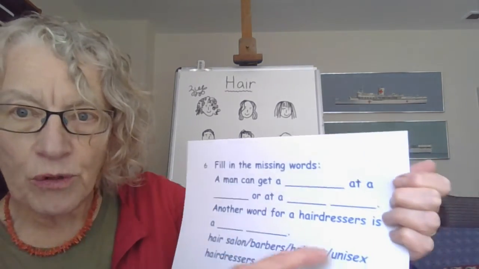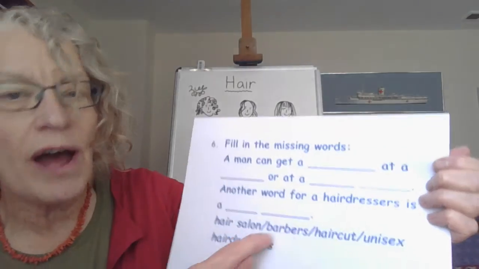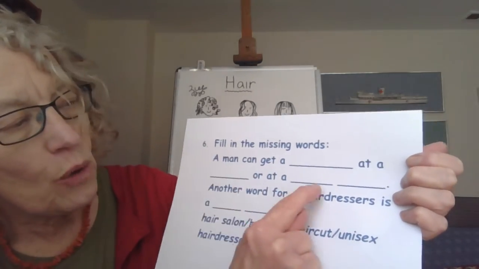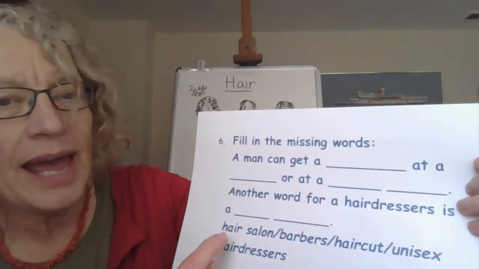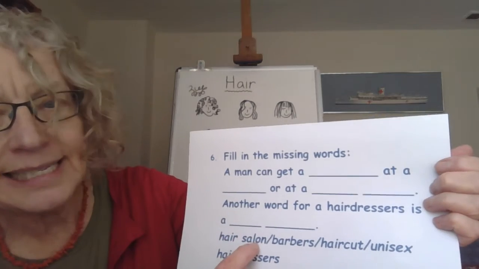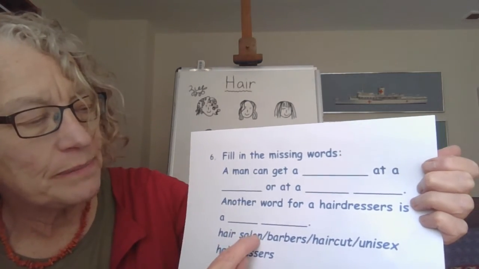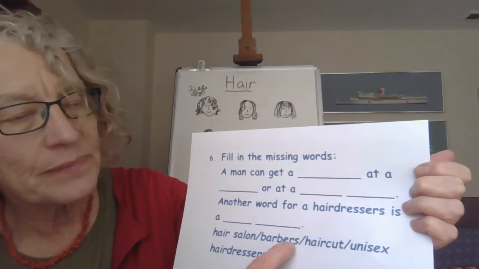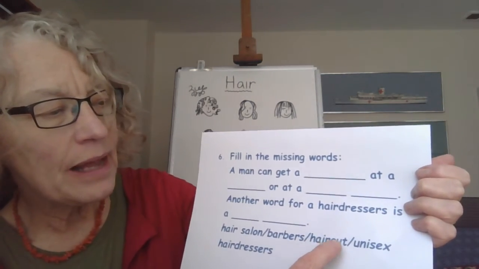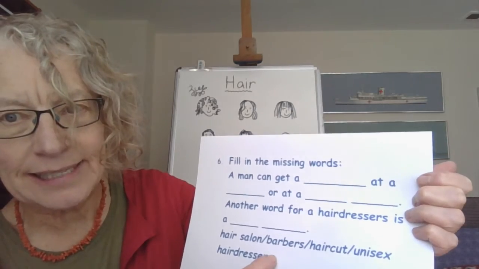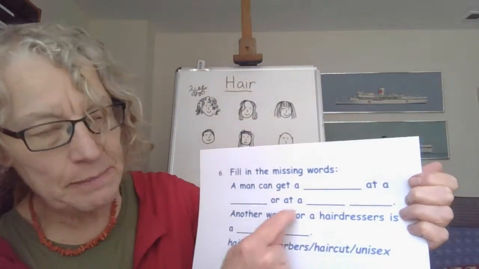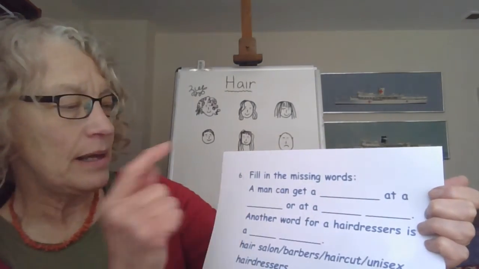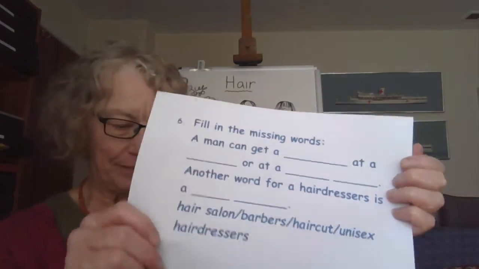Now, these are all the words that you can use. So you choose the right word from here to put where there are lines that I've described. Okay? These are the words. Hair salon, 2 words. Barbers, haircut, unisex hairdressers. So you put the right words from here to make up those sentences for number 6. I think that's the hardest question I've done.